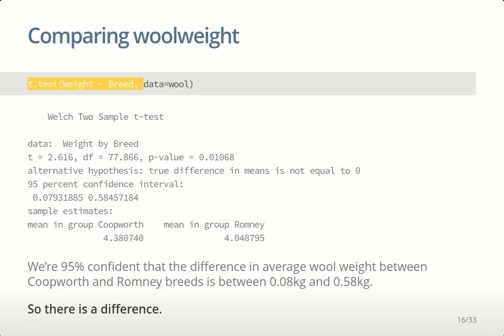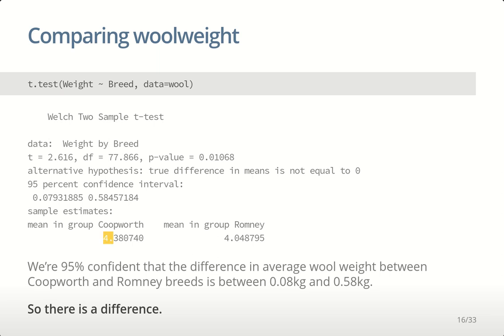This is the formula version of the t-test, where we have this little formula here with a little tilde character, which is the top left of your keyboard below the escape key. And that just means "in terms of". So this is doing a test for weight in terms of breed. So weight changing with respect to breed using the wool data. Okay.